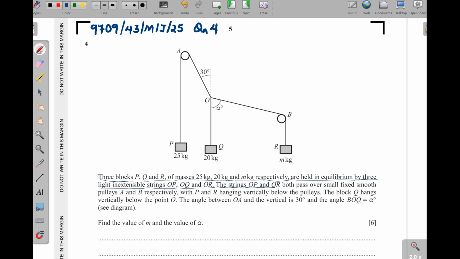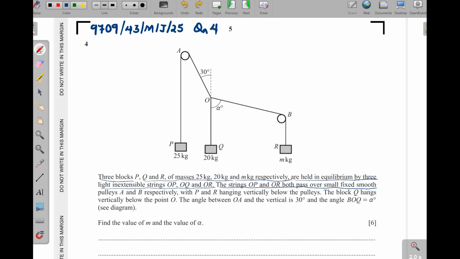The strings OP and OR both pass over small fixed smooth pulleys A and B respectively, with P and R hanging vertically below the pulleys. Then the block Q hangs vertically below the point O. The angle between OA and the vertical is 30 degrees, this one here, and the angle BOQ is alpha. Find the value of M and the value of alpha.